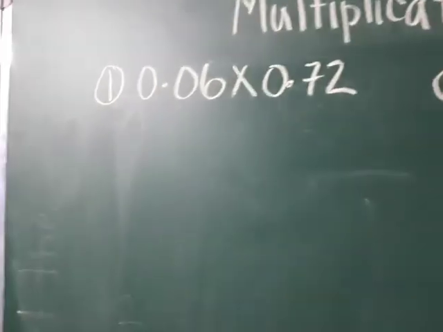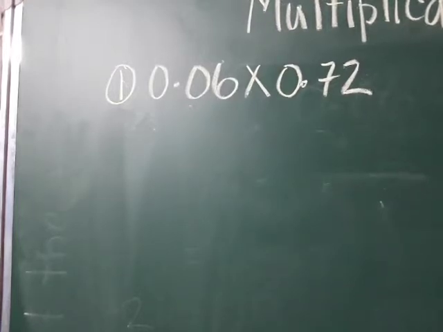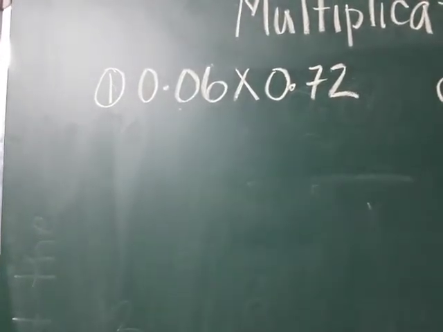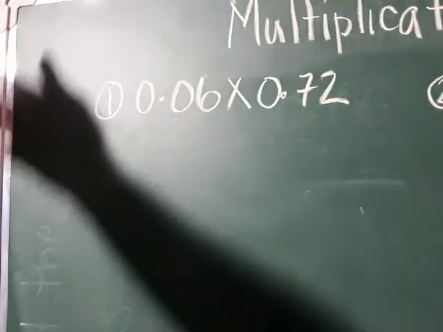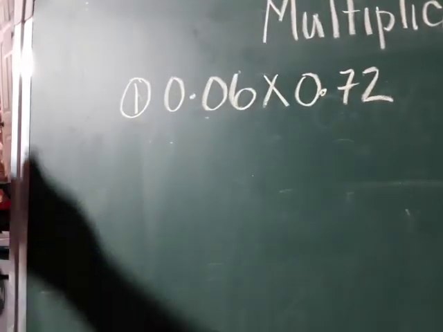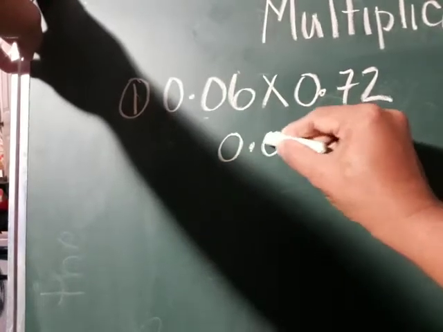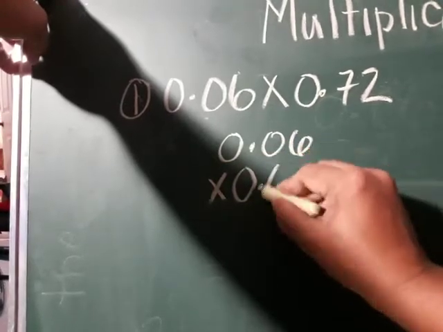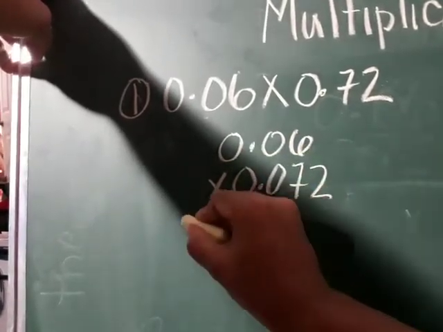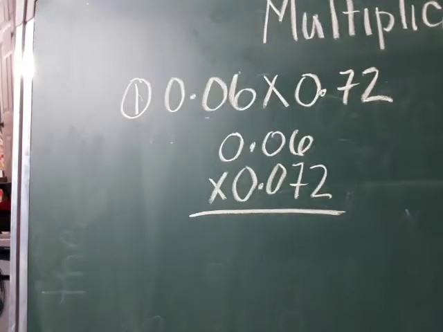So, we're going to discuss first example number 1. So, in here, 0.06 times 0.72. In here, we need first to rewrite the given numbers in vertical form. So 0.06 times 0.72. Align. Next, we're going to apply the first step, multiply like a whole number.